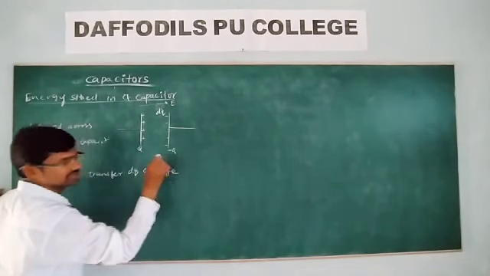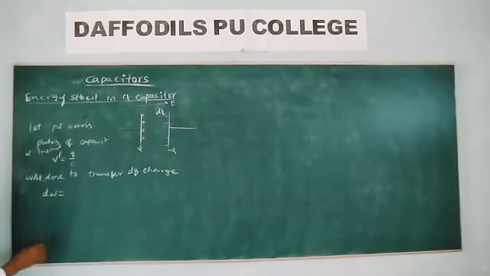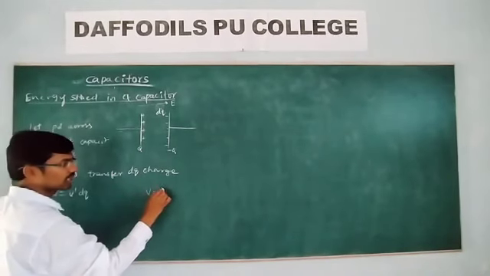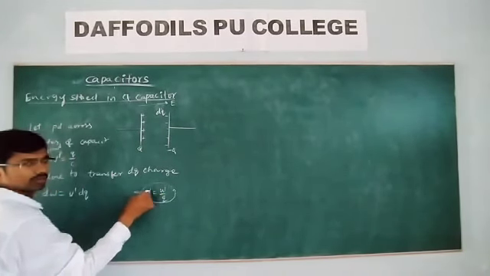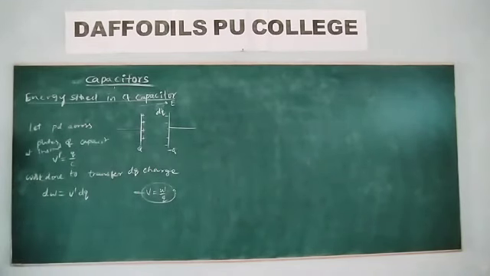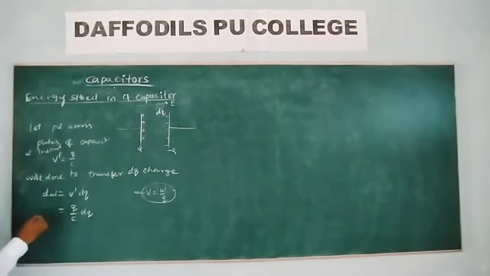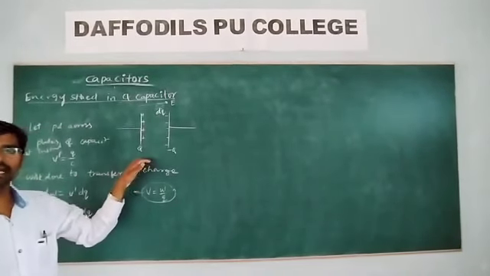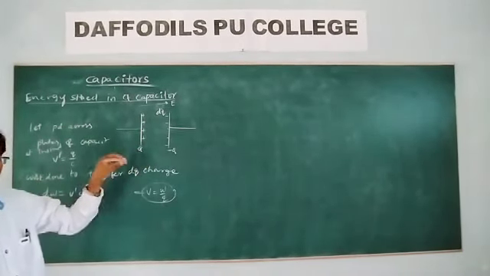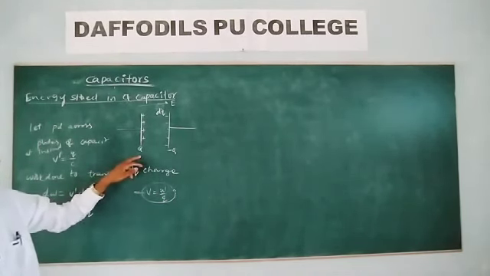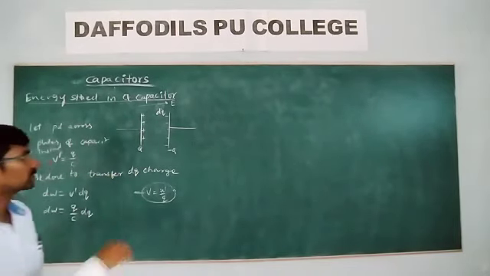The work done to transfer dq charge is dW equal to V dash into dq. Remember, potential is work done in moving a charge, so work done is equal to Vq. Then dW is equal to V dash dq, and V dash is q by C, so dW is equal to q by C into dq. Then the total work done in transferring charge from initially no charge, from 0 to total charge Q, what will be the work done?